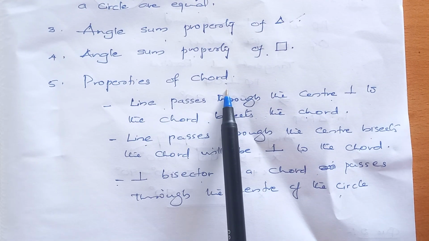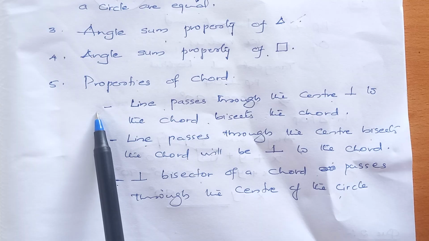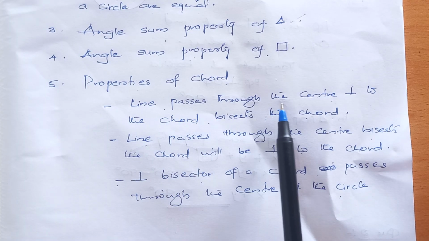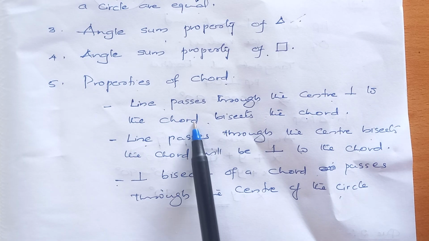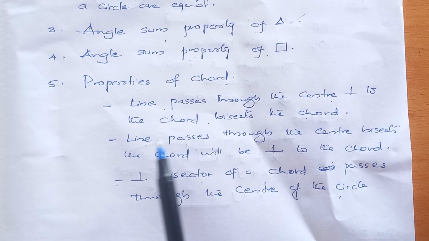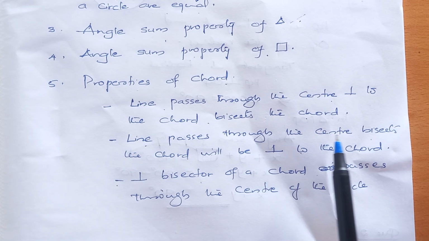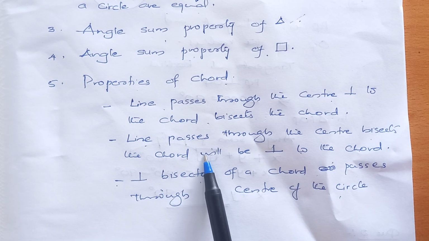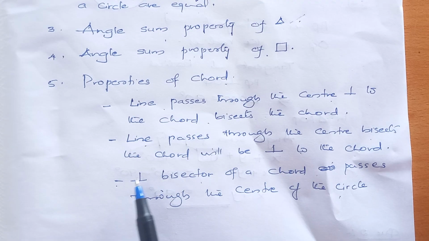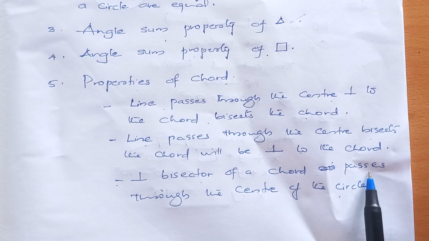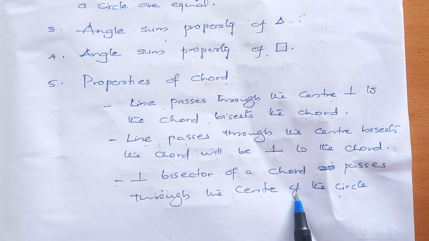Properties of chord. The first one is, in a circle, the line that passes through the center and is perpendicular to the chord will bisect the chord. In a circle, the line that passes through the center and bisects the chord will be perpendicular to the chord, and the perpendicular bisector of a chord passes through the center of the circle.